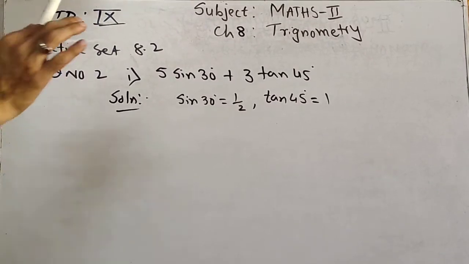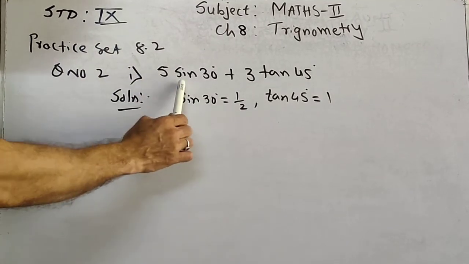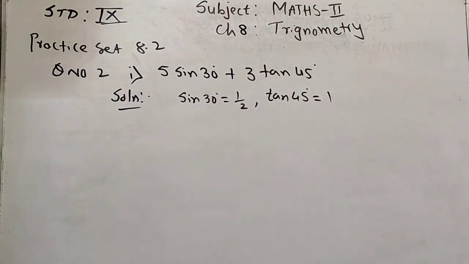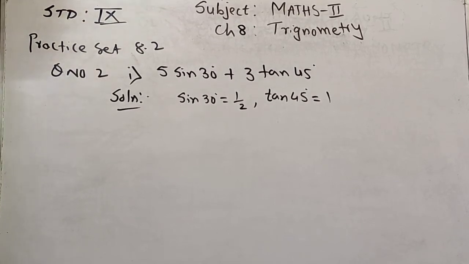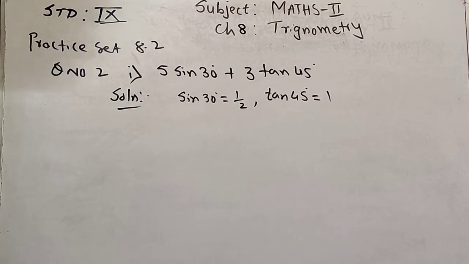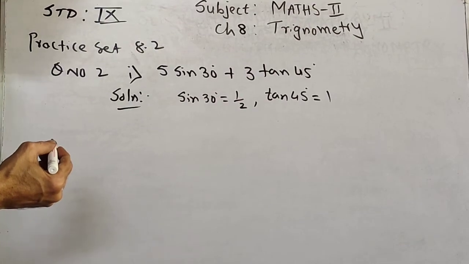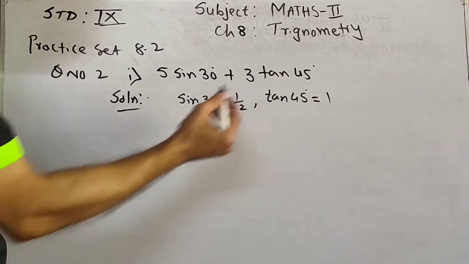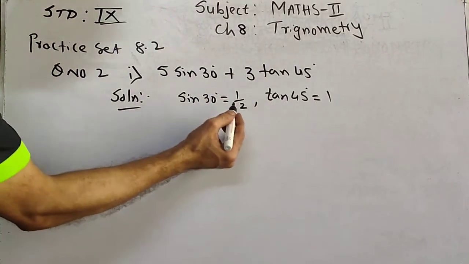So let's come to question number 2, sub question 1. The question is 5 sine 30 degree plus 3 tan 45 degree. This is the question given to you and the values you have to pick up from the table which I have given you. So sine 30 degree from the table is 1 upon 2. You can see in the table. And tan 45 is 1. Tan 45 value is 1 from the table. So this value you have to put here.